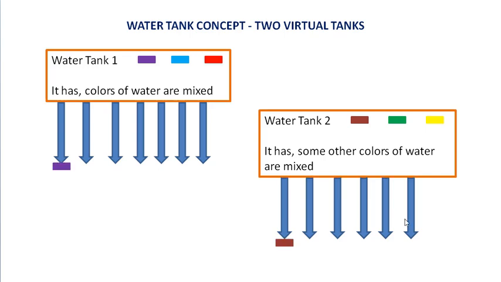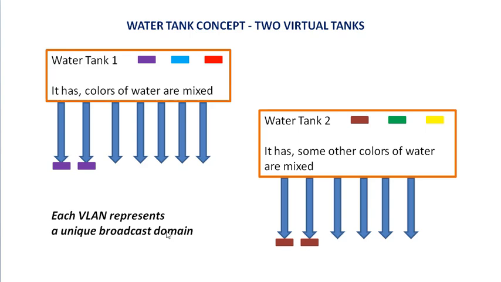Then I define that the first pipe of both water tanks should have a specific color of water flowing through the pipe. Water tank 1 has purple, water tank 2 has brown. So only that particular color of water will flow through that particular pipe. So this is one idea. Like that, I define the second pipe also with the same color. So the first two pipes flow the same color of water.